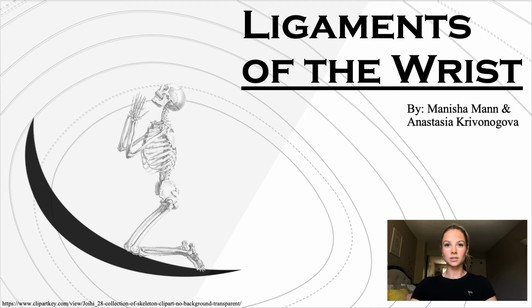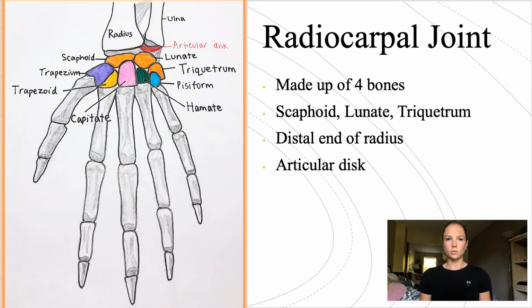Our presentation is on the ligaments of the wrist. The wrist is made up of 8 small carpal bones which are labeled in this image. The wrist joint is made up of 4 bones.